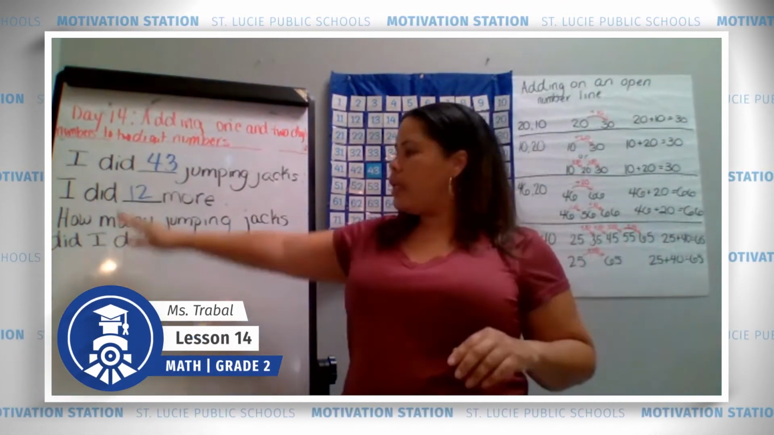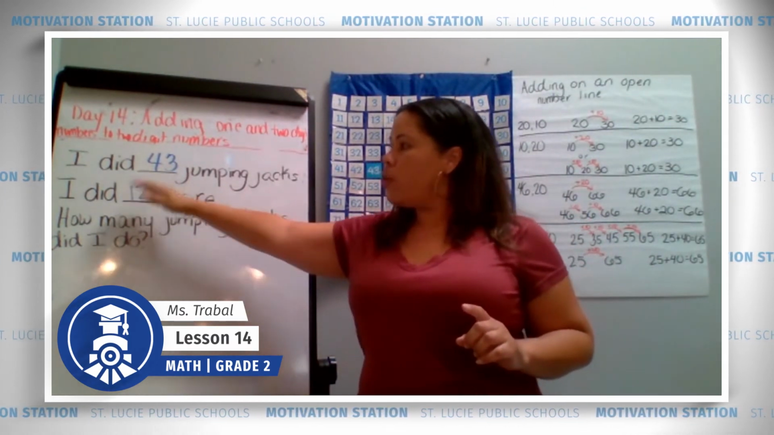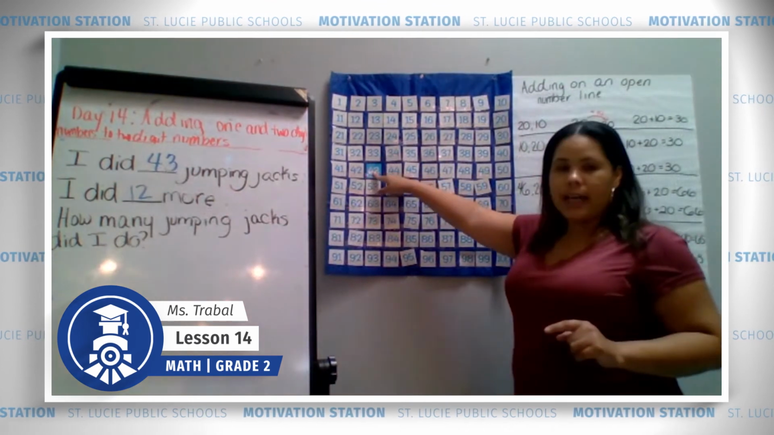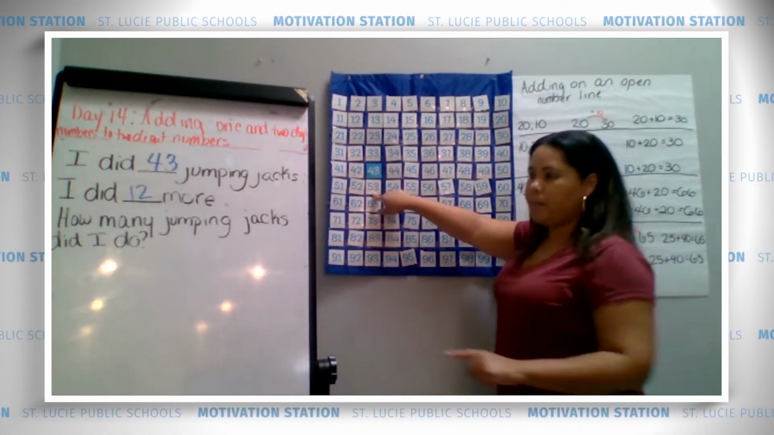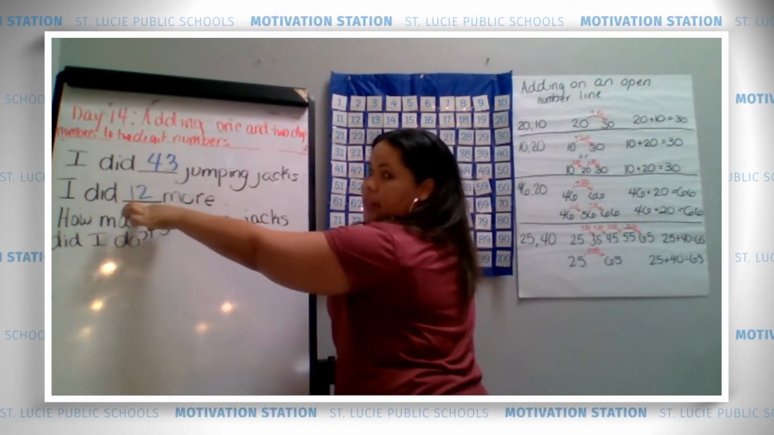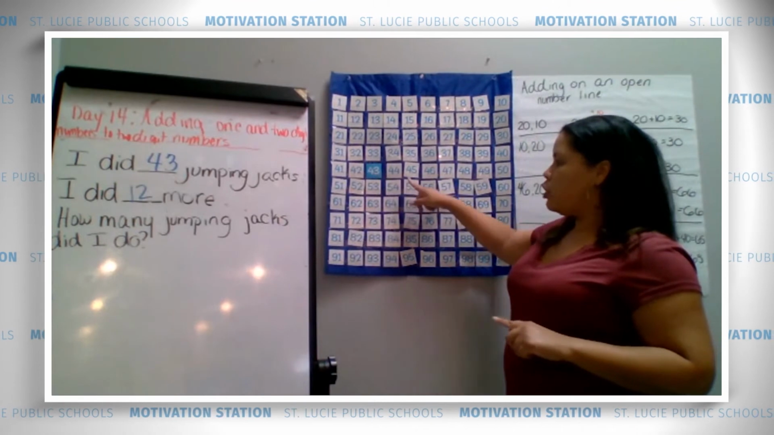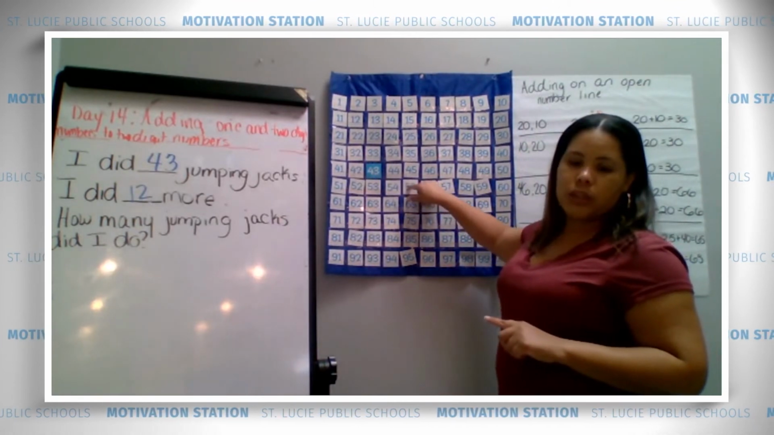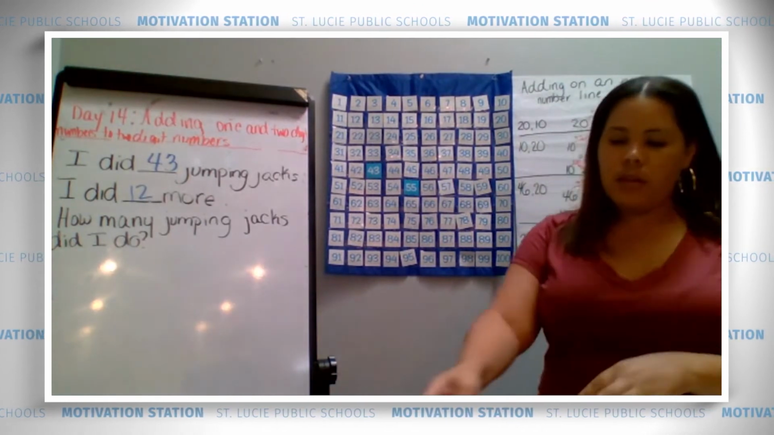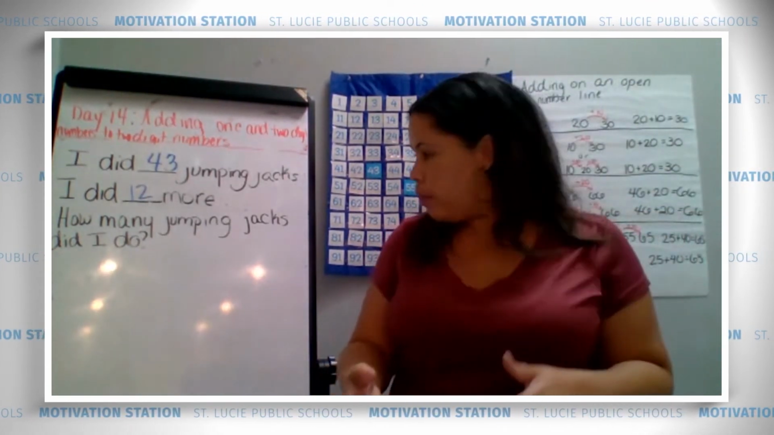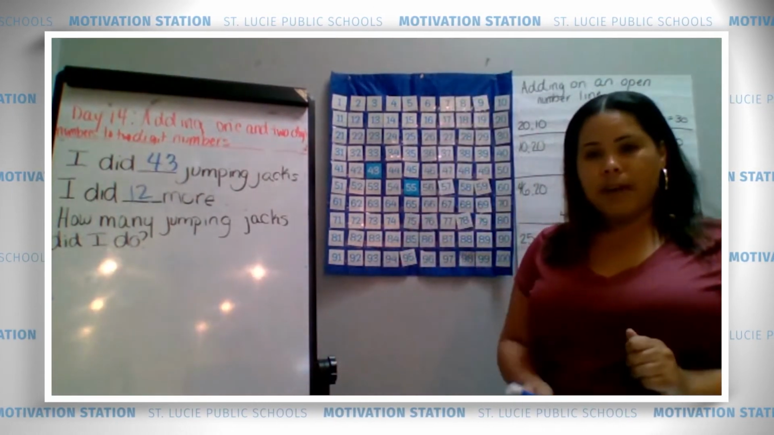I know from tens and ones that 12 has one 10 and two ones. So if I'm at 43, one 10 is right below it, and that would be 53. Check, I've added my tens, and I need two ones. So now I'm going to move forward 2 ones or 2 spaces, and I land at 55. So I did 55 jumping jacks in all. 43 plus 12 equals 55.